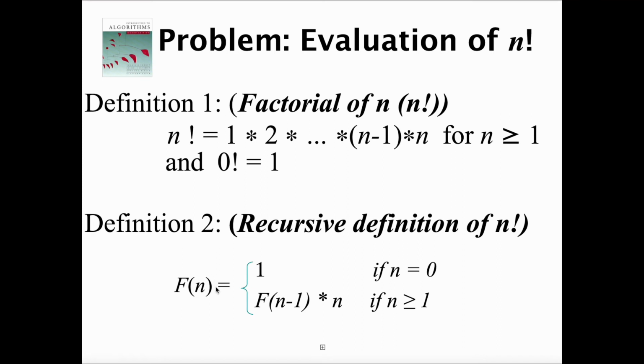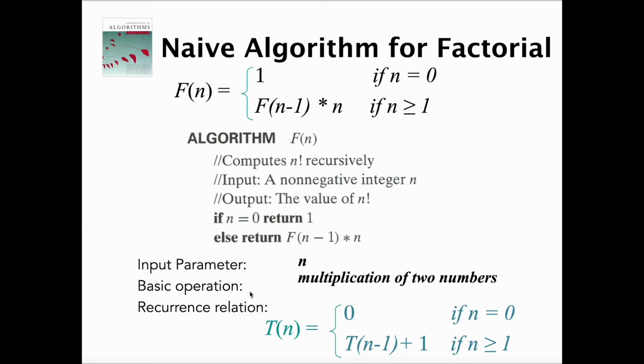So f of n for the base case is 1 if n is equal to 0. Otherwise, if n is greater than or equal to 1, the value for n factorial is equivalent to n times n minus 1 factorial. Okay, so this recursive definition is important later on, how we can define an algorithm that exactly computes this one. Okay, so this is the recursive algorithm for computing the factorial.